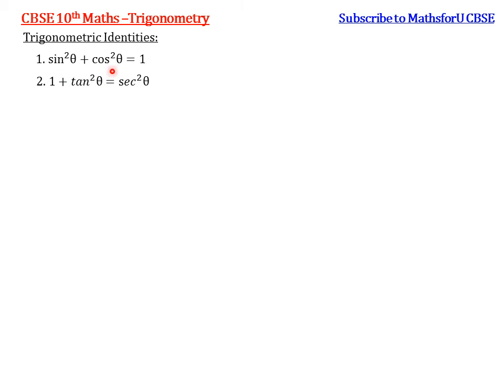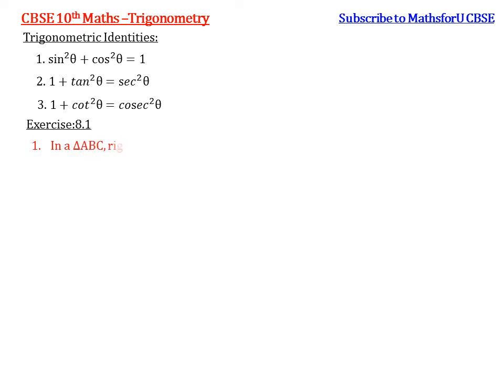So, these two identities are very much important, we will be using in almost all the problems. Same way, 1 plus cot square theta is equal to cosecant square theta. So, cosecant square theta minus cot square theta will be 1. Now, we will see problems from 8.1.